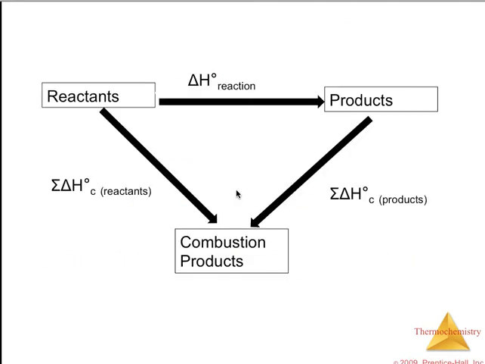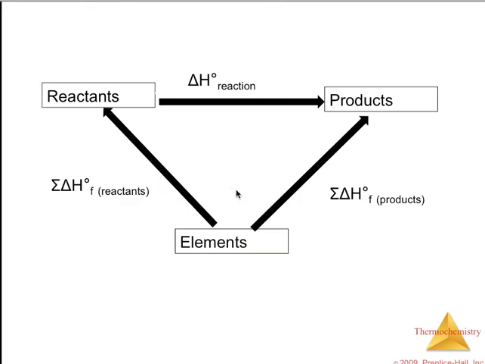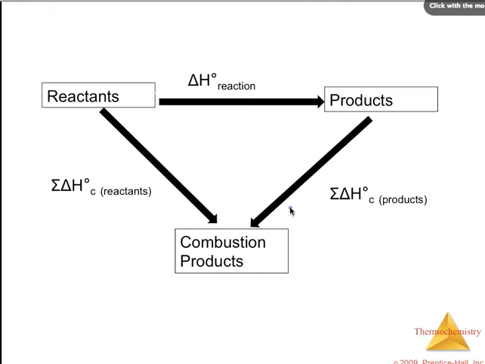We have this other diagram, and you notice it looks a little different than it looked in the previous slide. If we go back there real quick, the heats of formation are from the elements going to the compounds, which is the reason for the direction of those arrows. If we look at the heats of combustion, it is the reactants being combusted or the products being combusted. So that's why the arrows go this way.